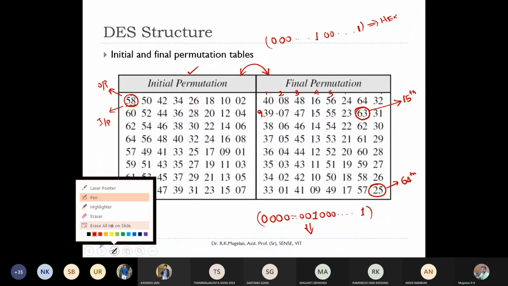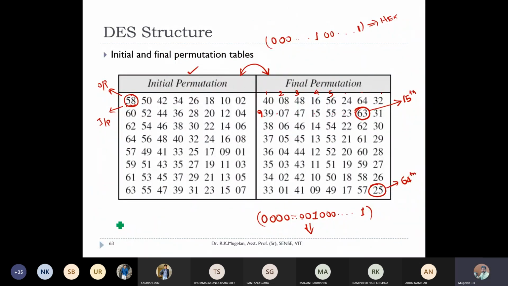So that is where 15 is sitting. 15 is sitting here, in the 63rd position. And I have to find 64. 64 will be here. 25 means here. This is in the 25th position. So you can see it's totally inverse. Where 15 is in the 63rd position, in the 63rd position 15 is there. 25 is sitting in the 64th position, so 64 is sitting in the 25th position. Totally inverse.